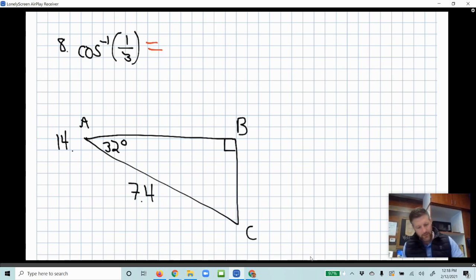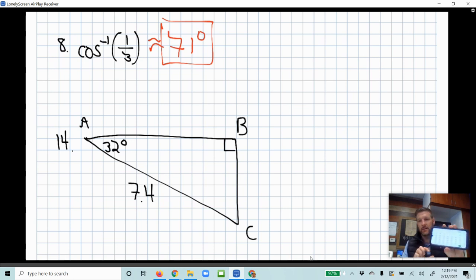So 70.5 will round to approximately 71 degrees. And I can verify that because if I take the regular cosine of 71 degrees, I should get 1 over 3, or 1/3. And if I do that, I get 0.33333. So the inverse cosine of 1/3 is just 71 degrees, and I just do that using my calculator function.